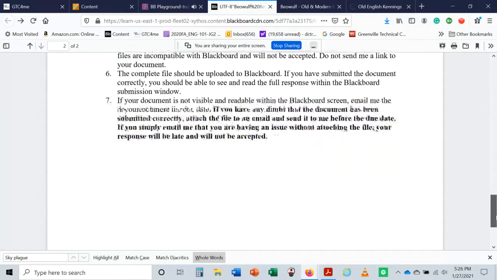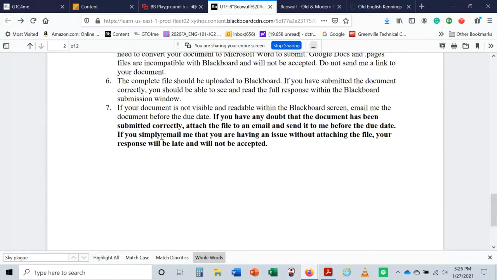Do not email me just to tell me that you're having trouble with attaching it, or that you're having trouble getting into Blackboard. Email me the file. I mean, you can email me that too, but email me the document. You have to find a way to get it to me. If you're having trouble with Blackboard, get it to me through the email.